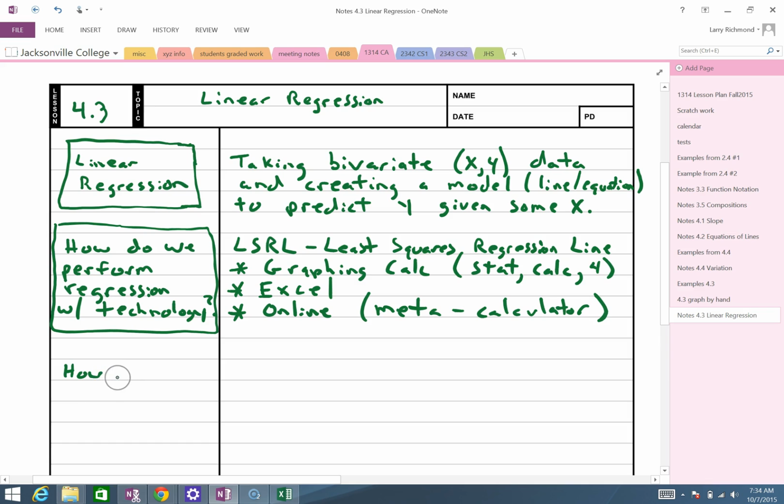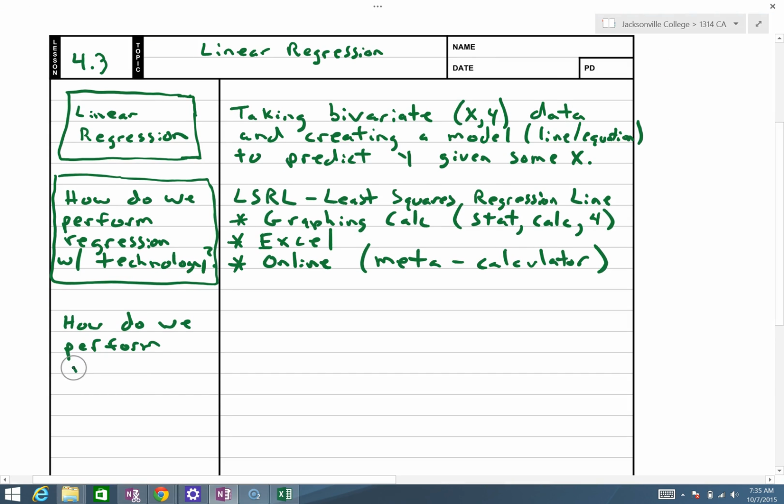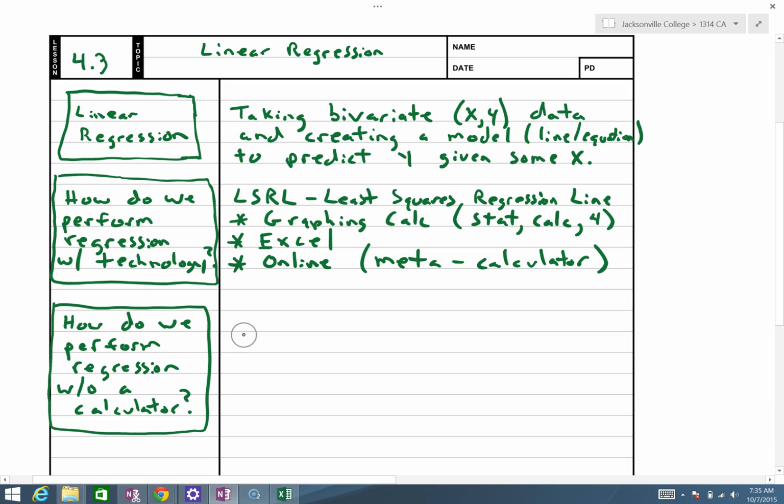How do we perform regression without a calculator? All right, well, if we have some points and they're scattered about on a graph and we want to come up with an equation, then we will first draw a line by hand that fits the data well.